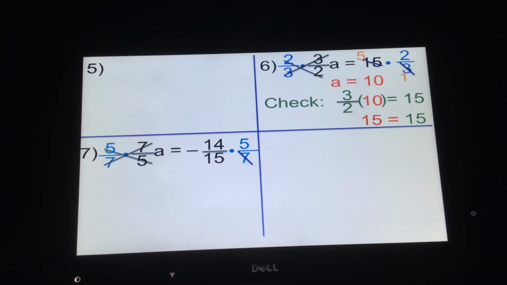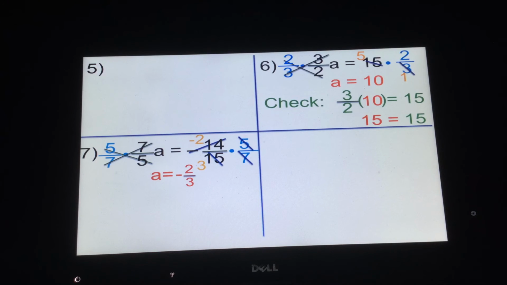Now on the right side, we're going to have to simplify, because if you look closely, the 7 and the 14 have something in common. That is 7. How many times does 7 go into negative 14? It goes in negative 2 times. Then we have the 5 and the 15. How many times does 5 go into 15? 5 goes into 15 3 times, so that 15 turns into a 3. Now do you see how the 5 over 7 is all canceled out? Really that just turns it into a 1. So we're just left with that first fraction, a equals negative 2 over 3.